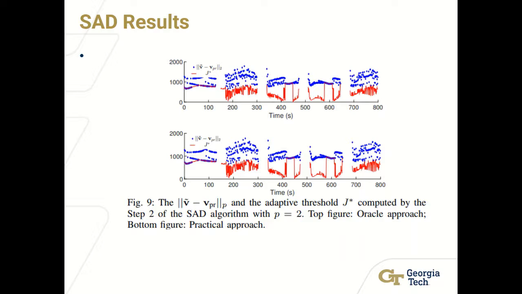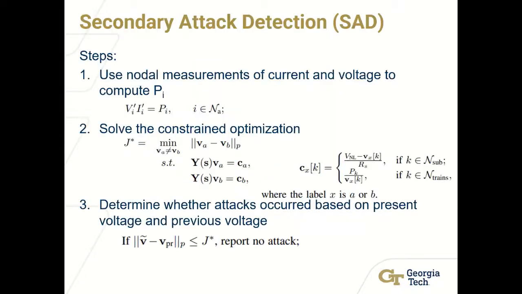For secondary attack detection, at each time point, if the red dot is below the blue dot, then an attack was detected. And you'll notice here, almost all of the blue dots are above the red dots, recognizing that per our equation, J is less than the result of subtracting these two voltages.